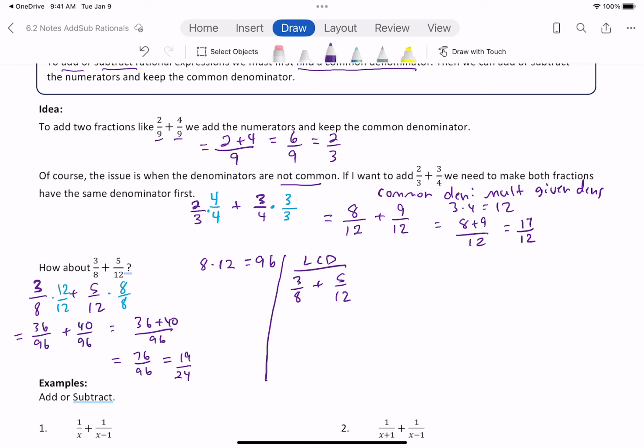So my two denominators are 8 and 12. If we want to find the LCD, then we start with the larger number, always the larger. So I'm going to start with 12. I'm going to multiply it times 1. And then I want to know if 8 will divide evenly into 12. And it does not.